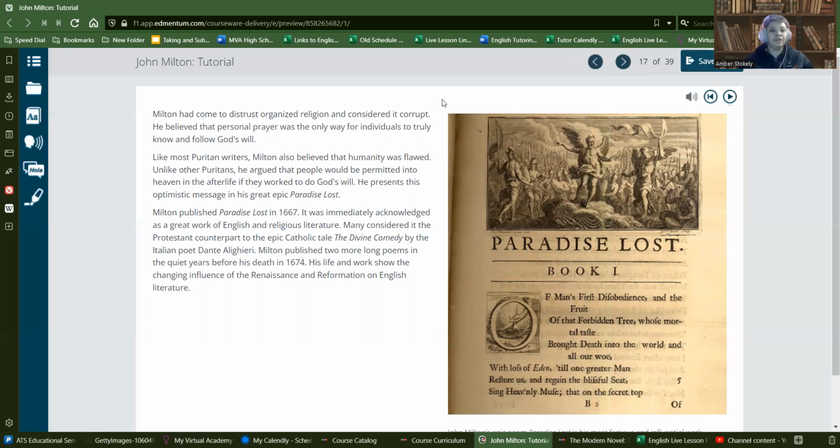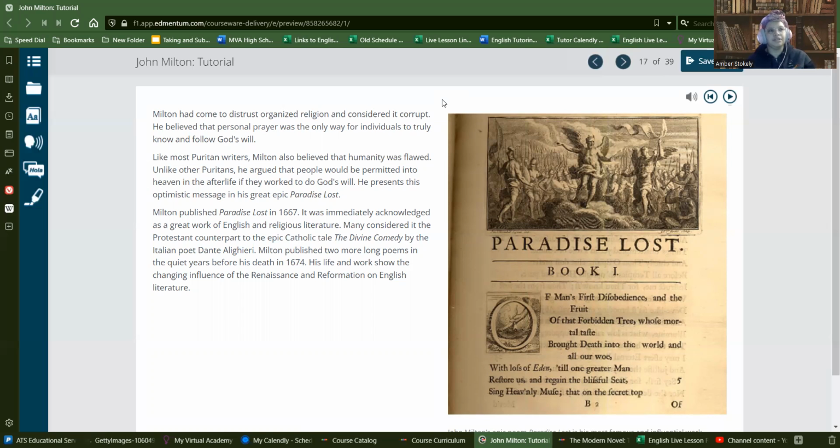It's the most important. It's a full novel, so we're not going to cover it here in this lesson, but we are going to go over some information from it that's important and reflects on Milton's religious thoughts and feelings. So we get information about this at the bottom. Milton published Paradise Lost in 1667. And it was pretty much immediately recognized as a great work of English and religious literature.